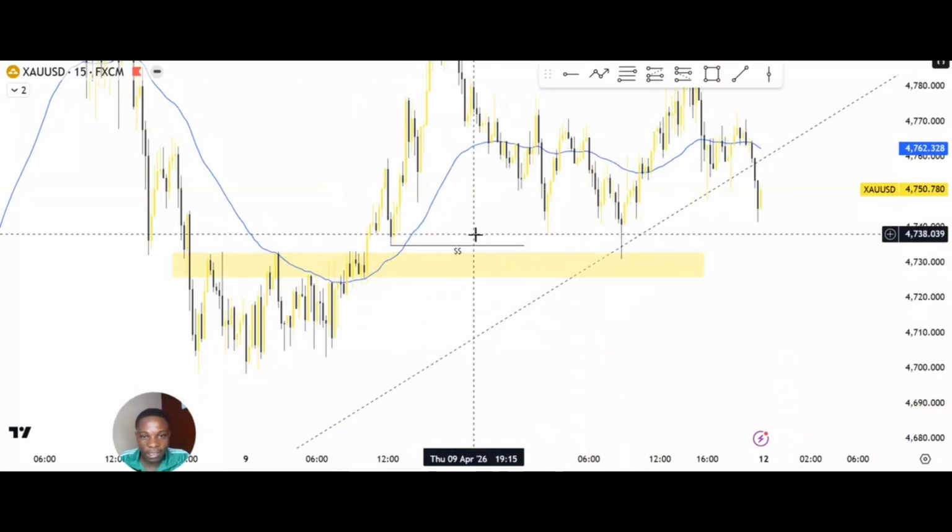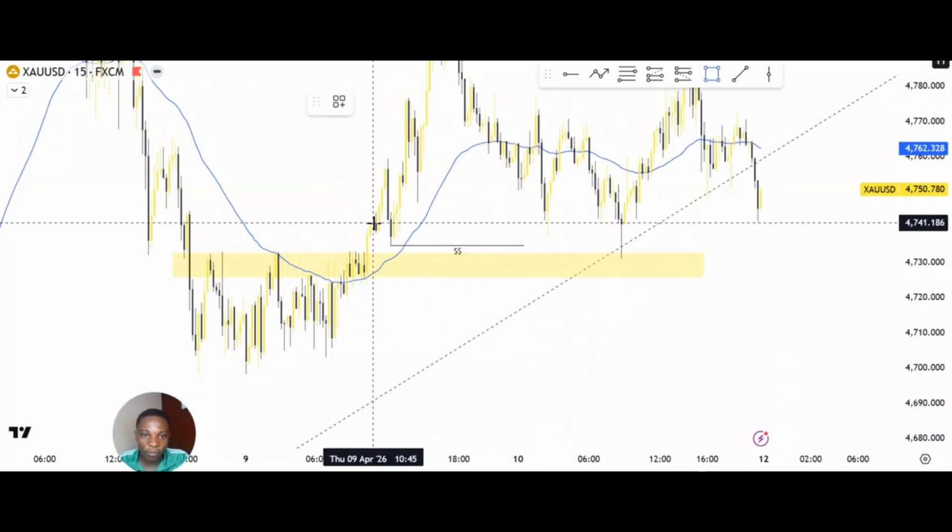So that's the trap. People will be buying from here. Lots of people will be buying.